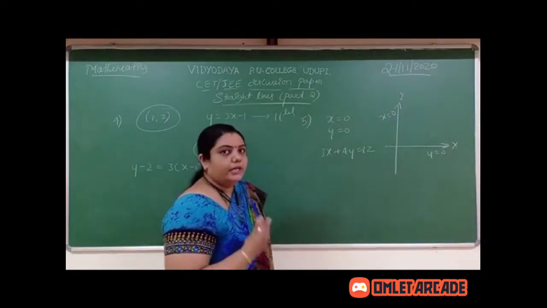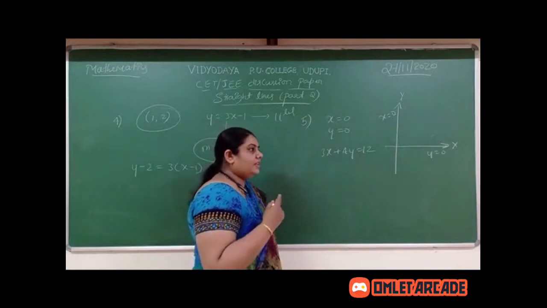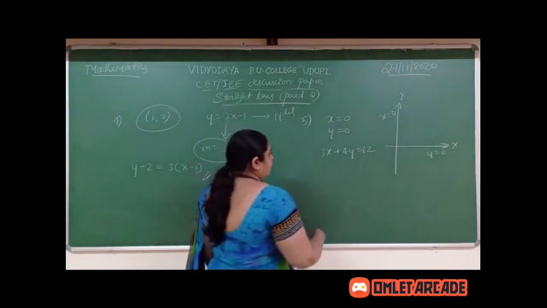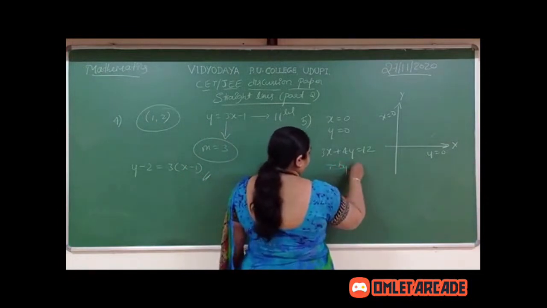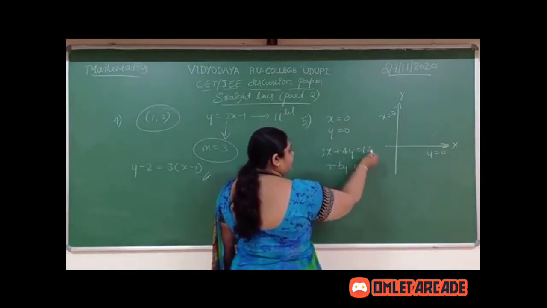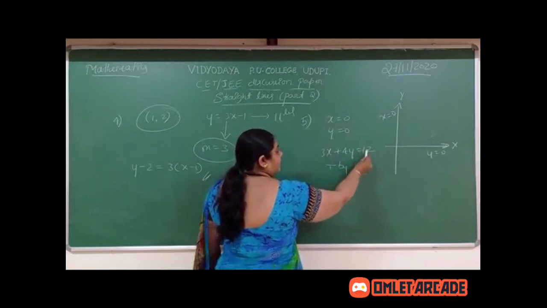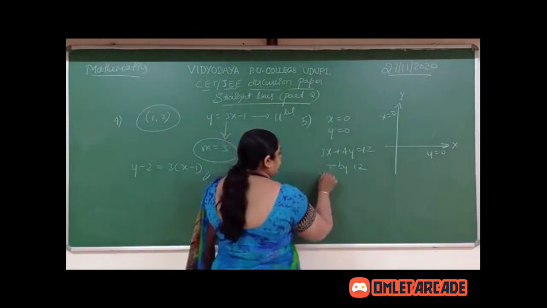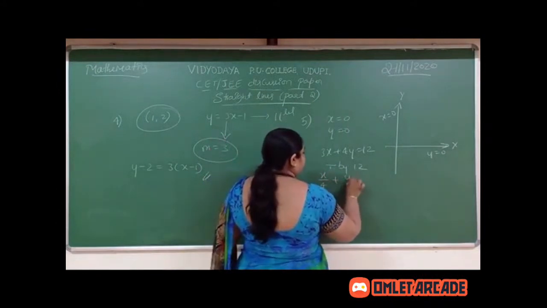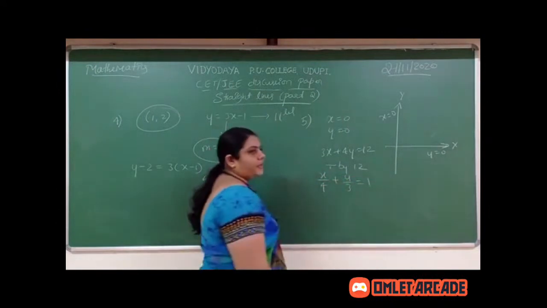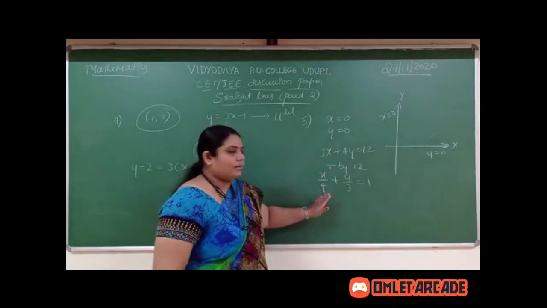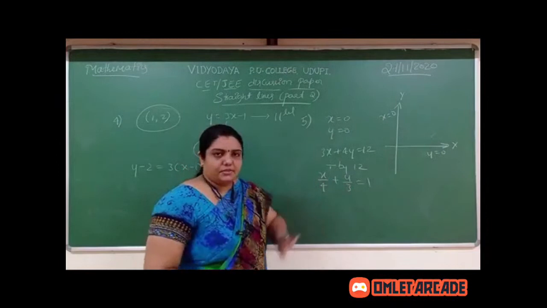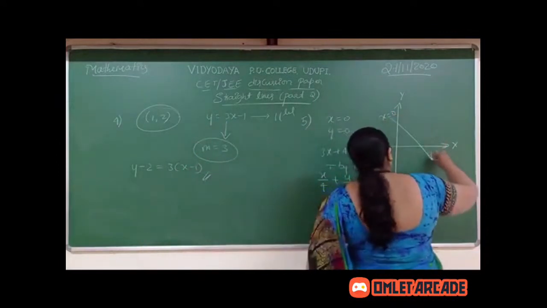Let me convert this into intercept form. If it is converted into intercept form, it will be easy for you to identify the line. Since 3 and 4 are factors of 12, can I divide throughout by 12? So what will you get? x by 4 plus y by 3 is equal to 1. Now you can easily make out how the line will be. The x intercept is 4, the y intercept is 3. I mean, the line will be like this.